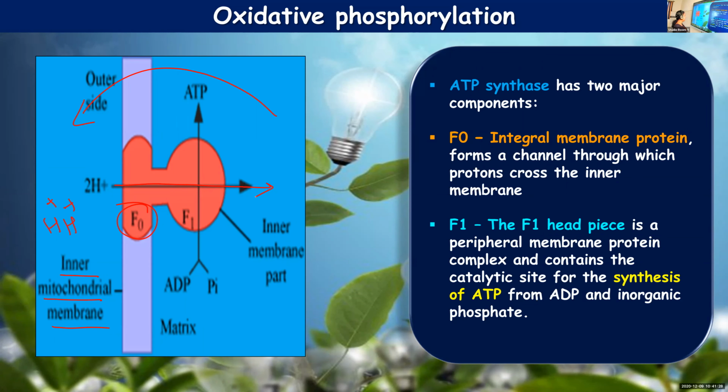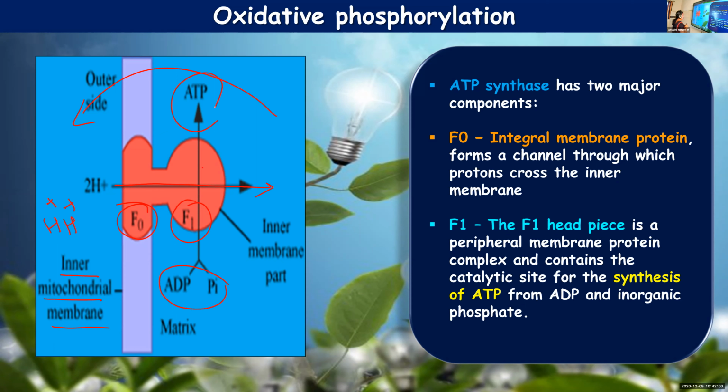F1 is the headpiece, and F1 is a peripheral membrane protein. The difference between peripheral and integral membrane protein is that integral means it will be embedded within the membrane. Peripheral means it will be projecting from the membrane, projecting outside, as you can see in the picture. So it's a peripheral membrane protein complex, and they have the catalytic site. It is here that ATP synthesis takes place, utilizing ADP and inorganic phosphate.